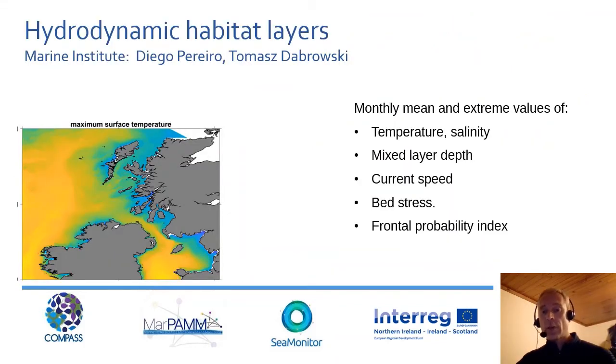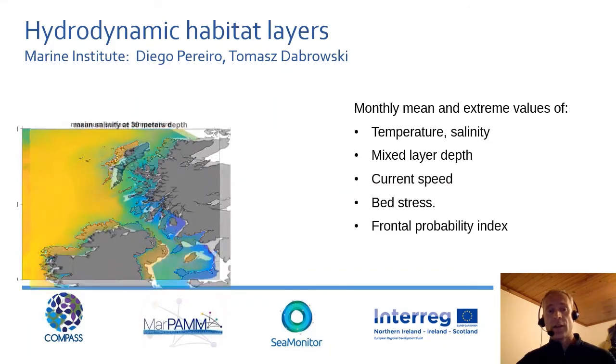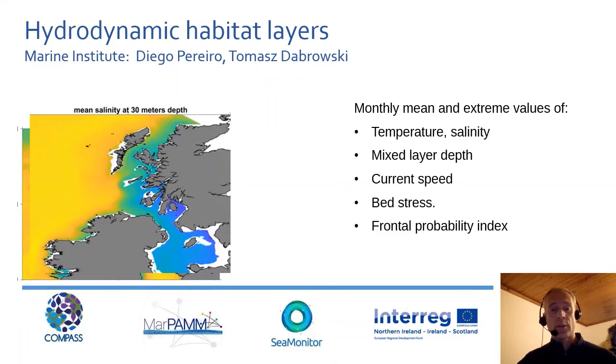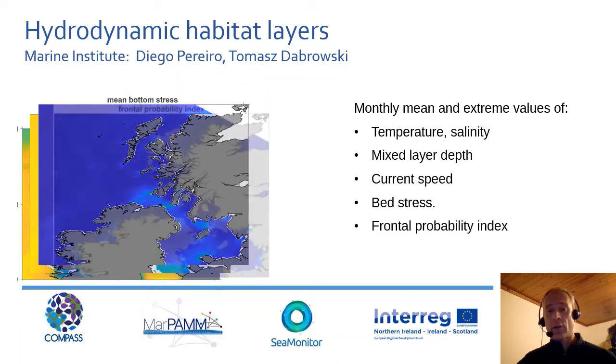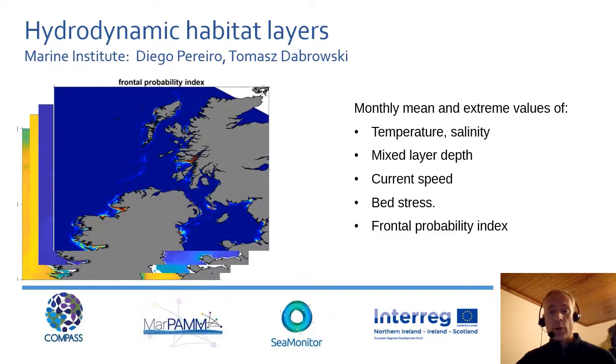The final COMPASS model product is being worked on by the Marine Institute and consists of a set of data layers which are being distilled from the underlying hydrodynamic model runs. The data layers consist of quantities such as temperature, salinity, mixed layer depth, current speed, bed stress, and also a frontal probability index. Where appropriate, these will be provided for each month of the year, and mean and extreme values will be given for the quantities. The hope is that these will be useful for applications such as habitat modelling. The data layers are not yet available, but will be very soon, so watch this space.